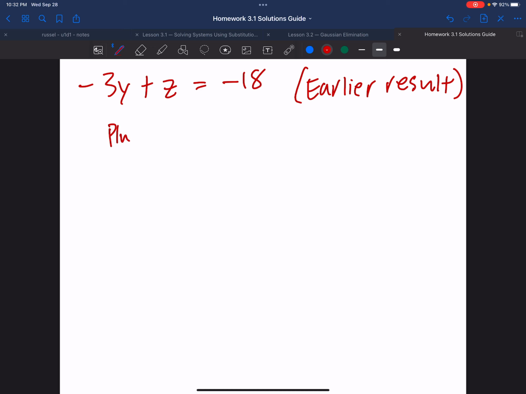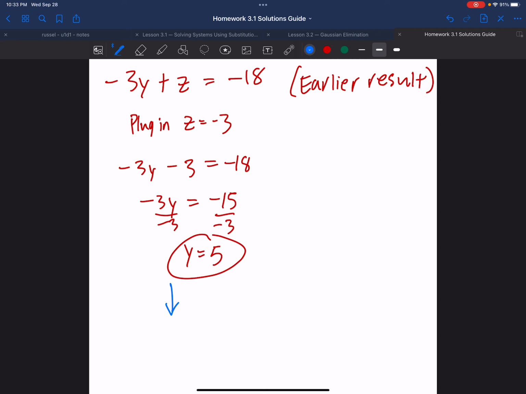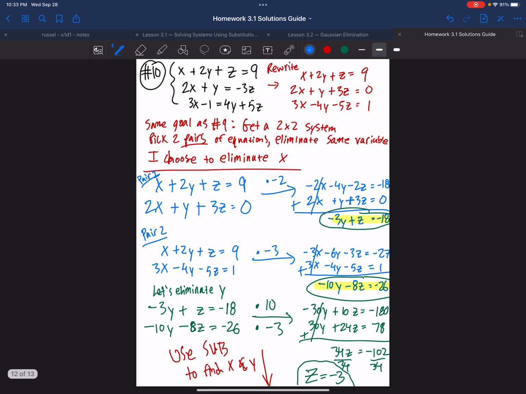Now we're going to plug in z equals -3. Okay? -3y minus 3 equals -18. So -3y equals -15. Therefore, y equals positive 5. And now we can substitute z equals -3, y equals 5. We're going to sub this into any equation of our choosing.